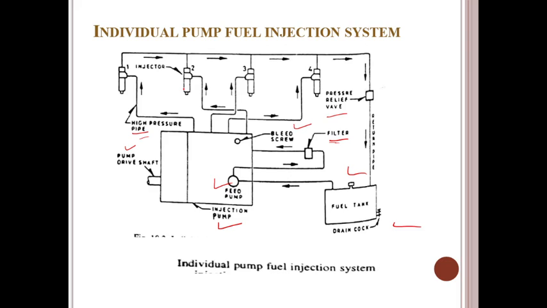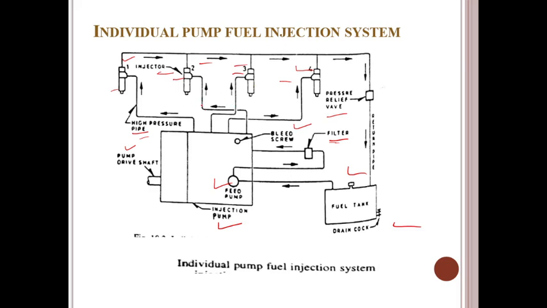Okay, so from the individual pump, there are different injectors, if you observe there: 1, 2, 3, 4, like that, guys. In the individual pump and nozzle system, each cylinder is provided with one pump and one injector. This type differs from the unit injector in that the pump and injector are separated from each other. If you observe there, they are separated from each other, guys. The high pressure pump plunger is actuated by the cam and follower. There is also a cam and follower mechanism there, guys.